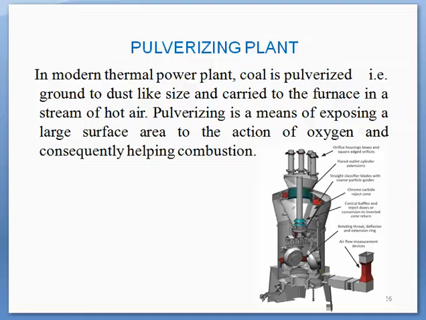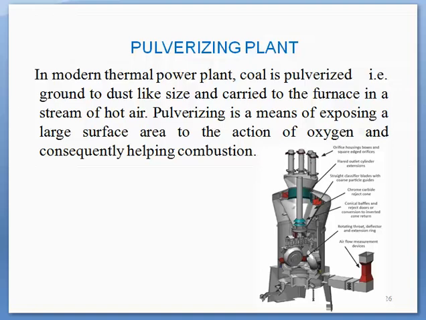In previous slides, we had seen how coal is transported, then unloaded, and that coal, through conveyor belts passing through different crushers, primary and secondary, reaches the raw coal bunker. From the raw coal bunker, it moves to the very important equipment of a thermal power plant, that is the pulverizing unit.